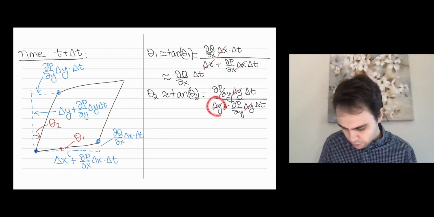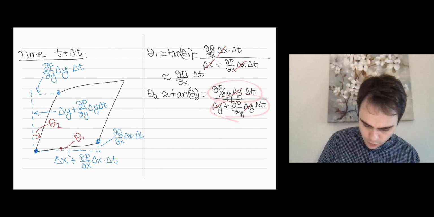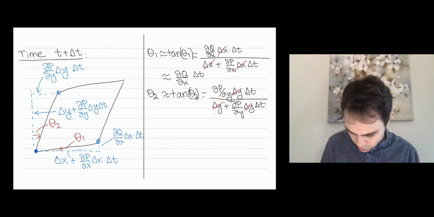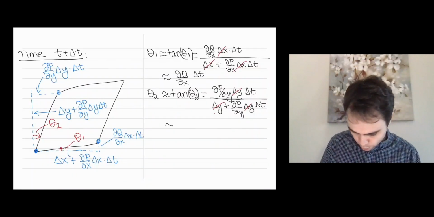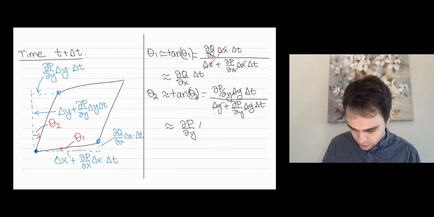So here we have 1 plus something really small. To divide this number by 1 plus something really small doesn't really change the numerator. So the result is just the numerator to a first order approximation. We just get the numerator, that's dp/dy times delta t.